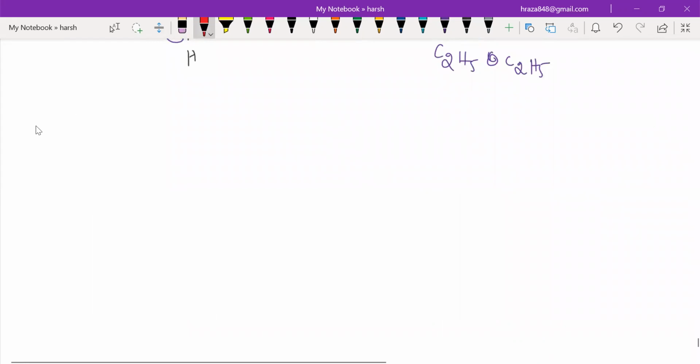So if you are going to treat butanol with HCl in the presence of ZnCl2, oh, wait a minute. Wait a minute. Can you write the name of the product?